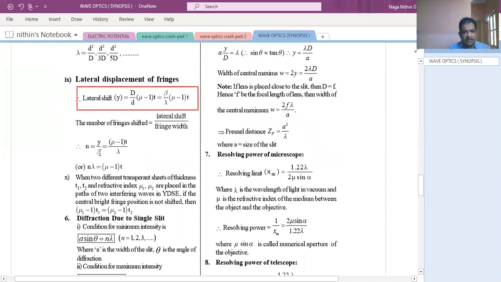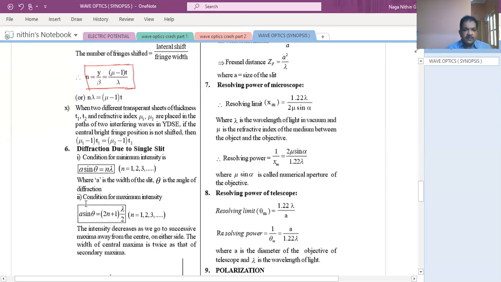Remember, for how many fringes are shifted, we will use this formula: N is equal to y by beta, which is (mu minus 1) into T by lambda. Okay. So next, diffraction. What is meant by diffraction?